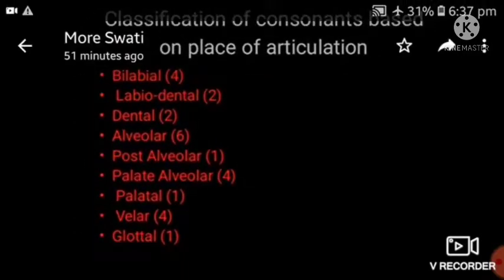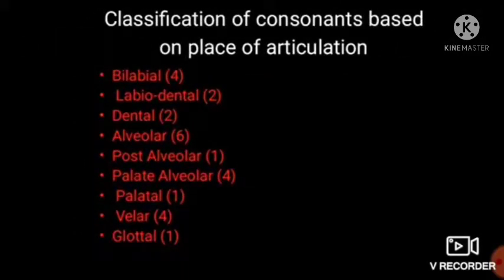Then classification of consonants based on place of articulation. The classification of consonants is based on place also. When we took an example of the table of classification of English consonants, at that time we look, there are bilabial 4, labiodental 2, dental 2, alveolar 6, post-alveolar 1, palato-alveolar 4, palatal 1, velar 4 and glottal 1.